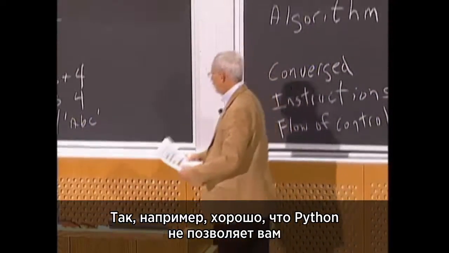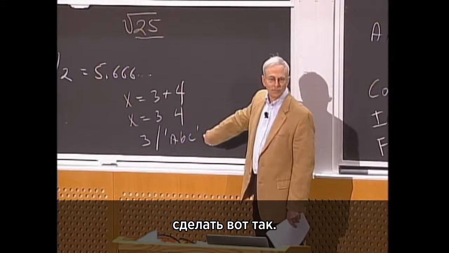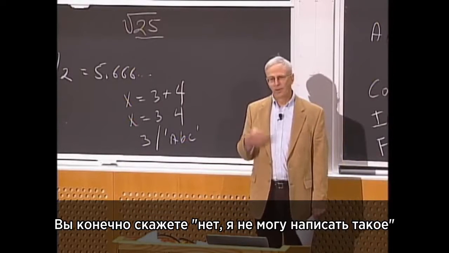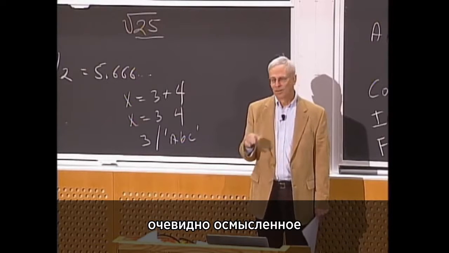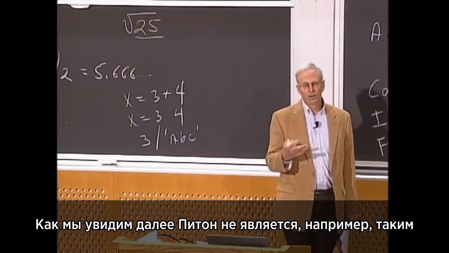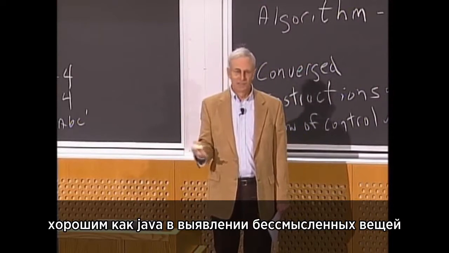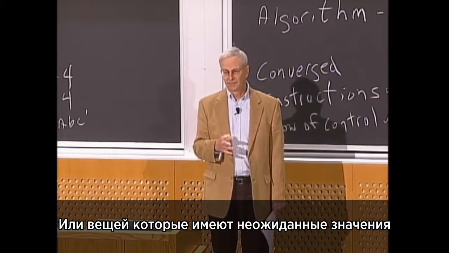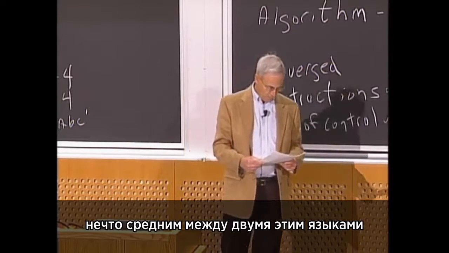So for example, it's a good thing that Python doesn't allow you to do this, because who knows what that's going to do, something weird. You'd rather be told, no, you can't write that, and then you have to write something that's more obviously meaningful, rather than it just making up an interpretation. As we will see going forward, Python is not as good as Java at weeding out meaningless things, or things that have surprising meanings. On the other hand, it's better than C. So kind of in the middle as these programming languages go.